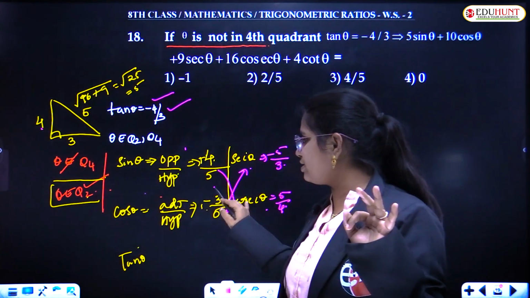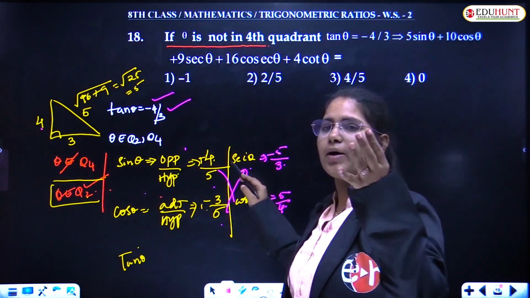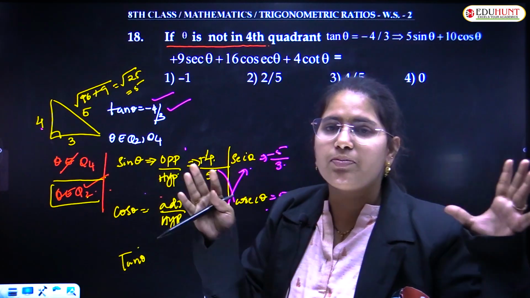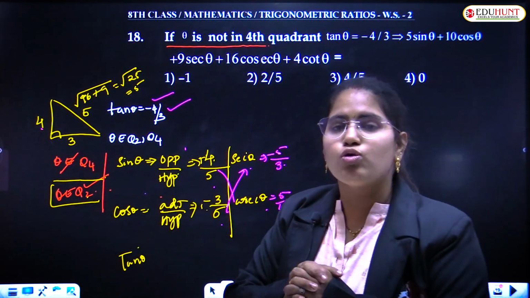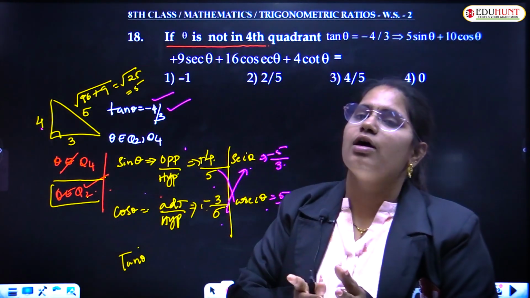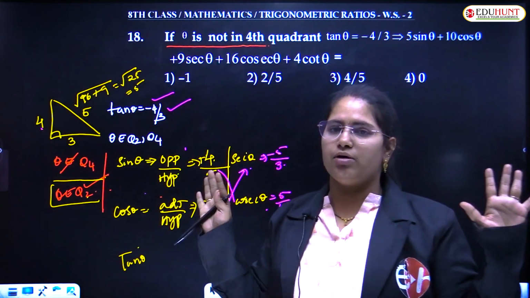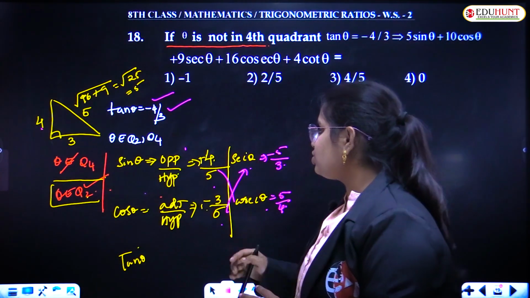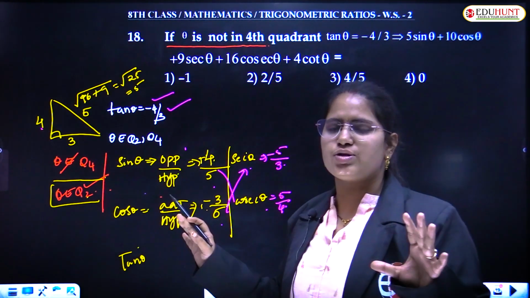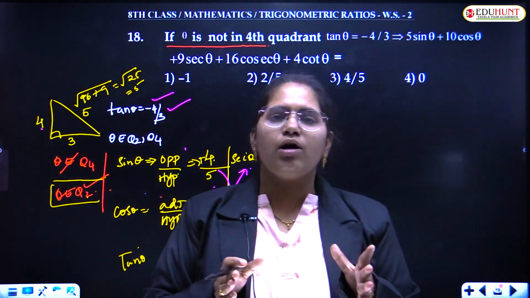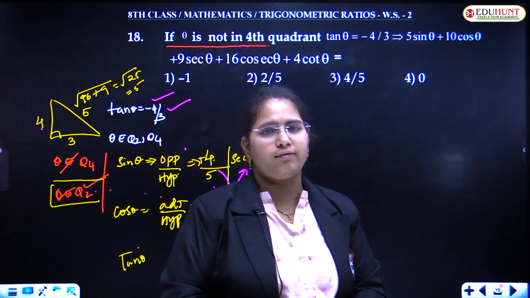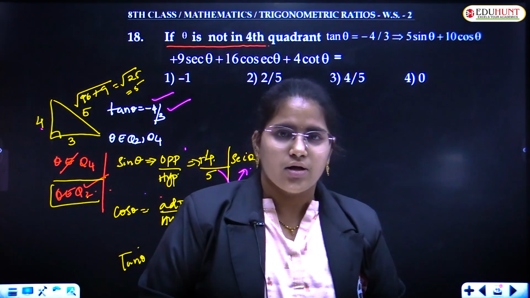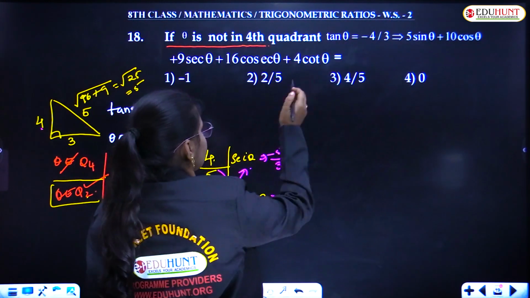Similarly, cos is minus 3 by 5 and sec is minus 5 upon 3. I explained all these things in my previous classes. Kindly visit all my classes and then come here. Next one. So I got all my trigonometric ratio values now. I need to find the value of this particular expression. Just listen.